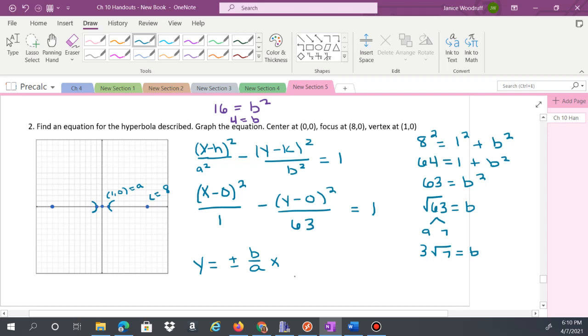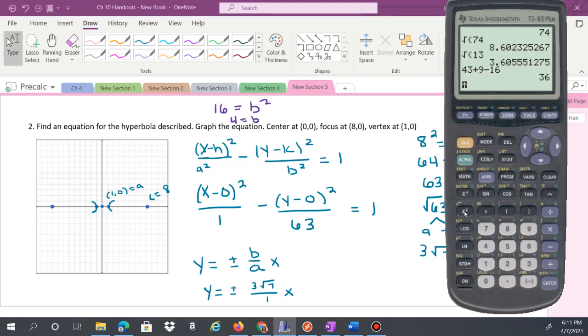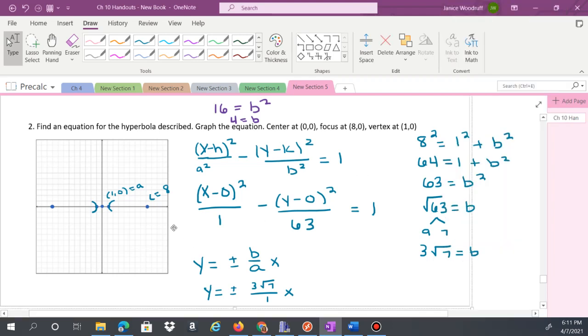Okay. So our b is 3 root 7 over 1 x, which just means this. So when I do this, I'm just going to do 3 root 7 or square root of 63, which is 7.9, so almost 8. Almost 8 here. So when I graph this, I'm going to go up 8 over 1. So 1, 2, 3, 4, 5, 6, 7, 8 over 1. I lost it. There it is.